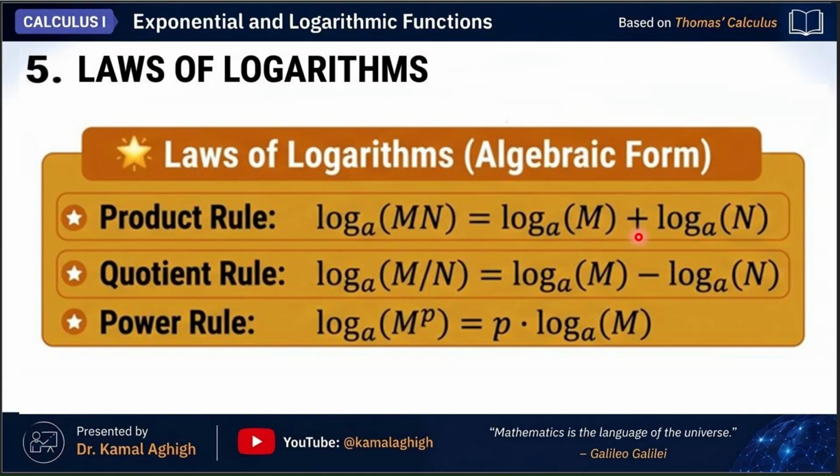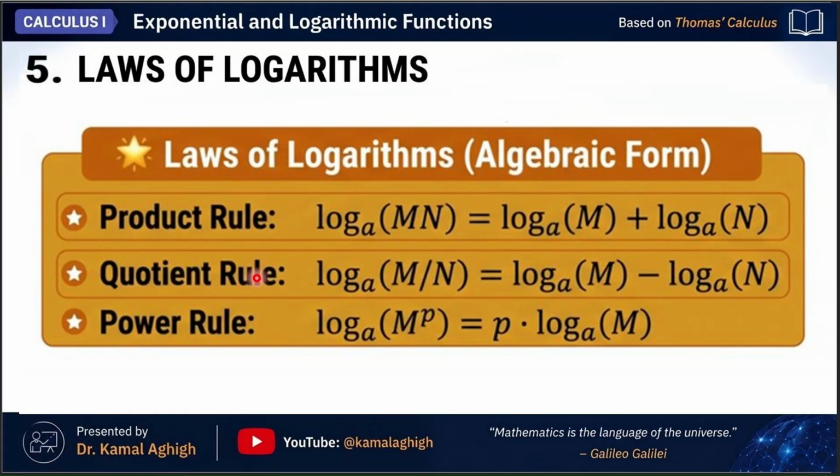The second is the quotient rule. The logarithm of a quotient is equal to the logarithm of the numerator minus the logarithm of the denominator. Notice how multiplication becomes addition, while division becomes subtraction.